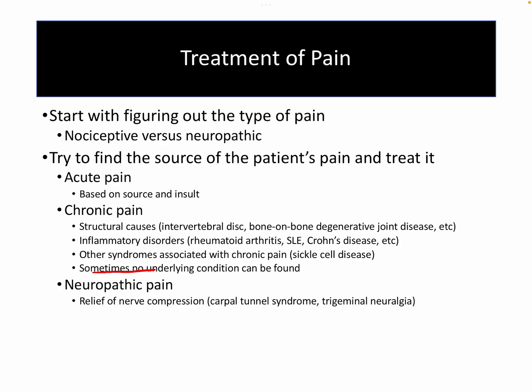Other things associated with pain could be including things like sickle cell disease, which uses a lot of opioid related therapy. And then also you can think about more structural causes for chronic pain. This could be things like bulging disc, degenerative joint disease, sometimes osteoarthritis, things like that.